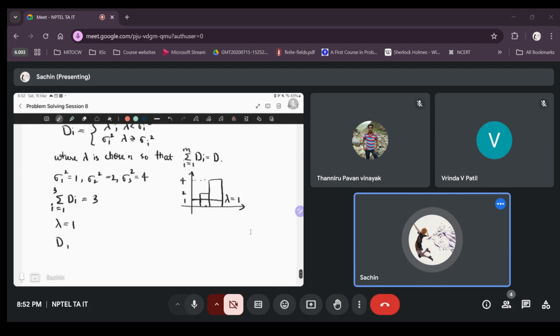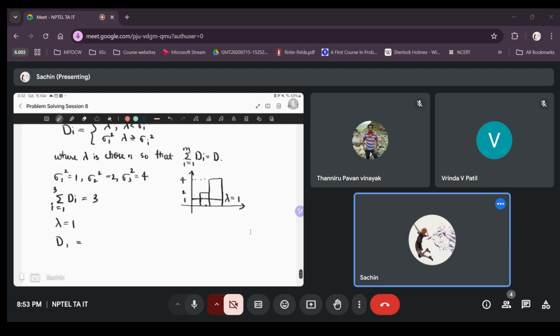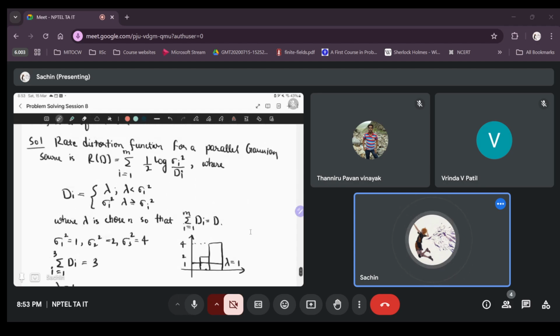So d_i is lambda if lambda is less than sigma i square. It is equal to sigma i square if lambda is greater than or equal to sigma i square. So 1 is greater than or equal to sigma 1 square, so D1 is equal to sigma 1 square, which is 1. D2 is also 1. D3 is also 1. So D, the summation of D1 plus D2 plus D3, is 3, which is what was required.